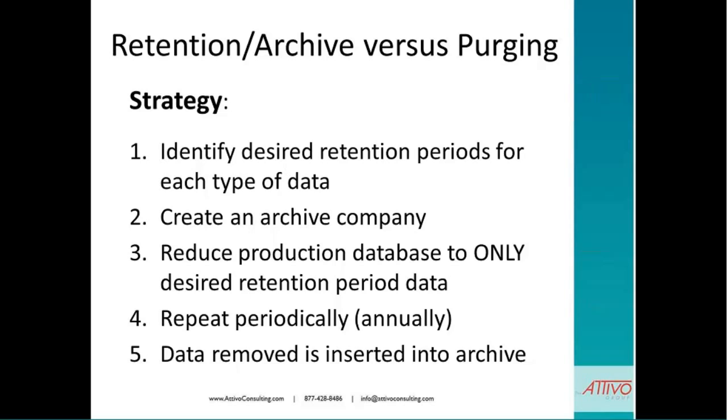The next thing you need to do is create an archive company. We're not just sticking it in a basket. We're actually creating an archive company, using the Pulse archive utility, that allows us to take the information out of the live company and put it into the archive company. That's really going to speed up your processing, because the same way a purge would get rid of the information but lose it, the archive utility allows you to get rid of the information in your live company but save it. It's going to reduce production to only the desired retention period data.